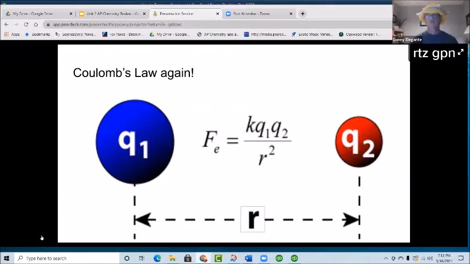So just one more time, Coulomb's law is Q1 Q2 over R squared. Now, don't worry about the K and the squared. The Q1 and Q2 are the charges. So the greater the charge, the greater the force of attraction. And the R squared is the radius. So the bigger the radius between two ions, the less the force of attraction.